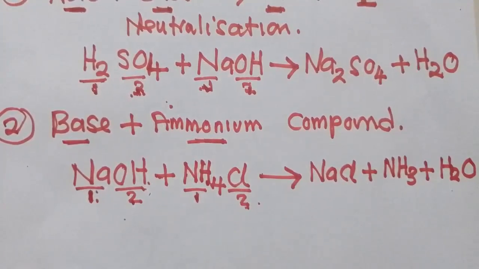So these are two ways in which a salt can be formed. These are two ways in which you can form a salt. So make sure you understand these simple things.